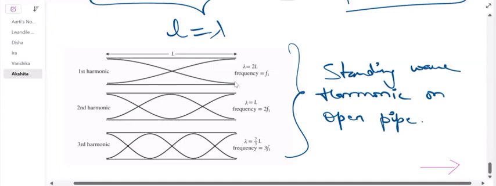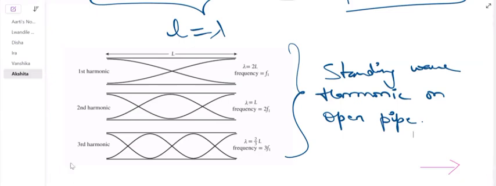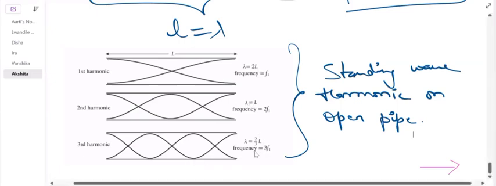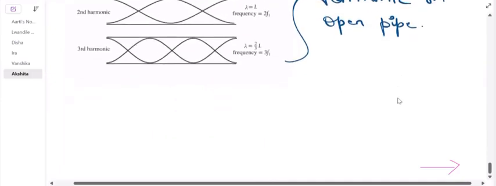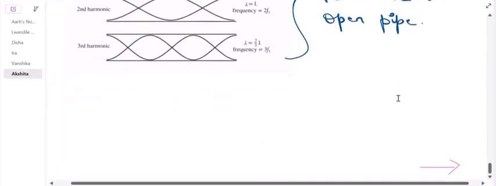Okay. So this will be lambda equals to 2L. The exact thing I had taught. Lambda equals to L for the second harmonic. I had taught third harmonic 2 by 3L. Done. So this you have to solve whenever it is coming in the exam. Now let's do study for the open closed pipe also. Now what is a closed pipe? Let's have a look at that also.